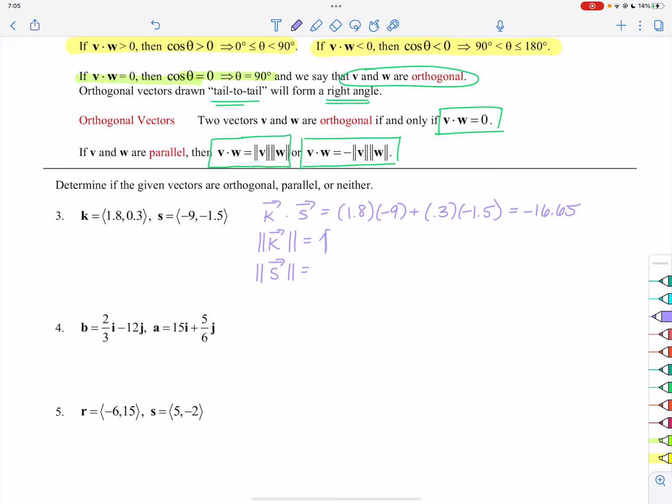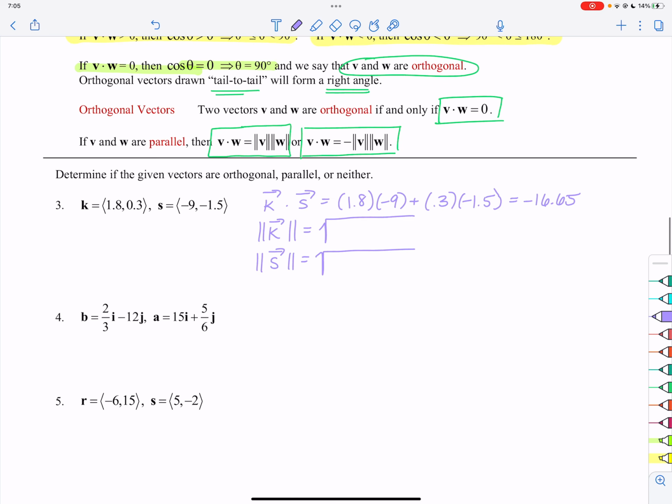Now, we need to go ahead and find the magnitude of vector k and the magnitude of vector s. And we learned what we can do is find the square root of the dot product of the vector with itself. So that's 1.8 squared plus 0.3 squared, and we would get 0.3 times root 37. And in the same fashion, the magnitude of vector s is -9 squared plus -1.5 squared, and we come up with 1.5 multiplied by root 37.